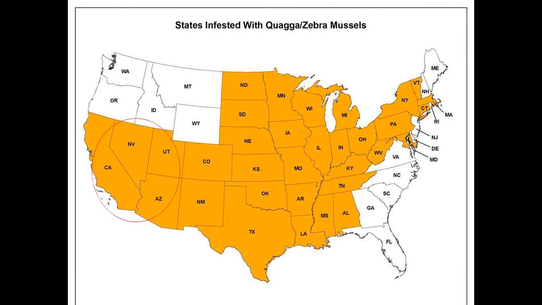Here's just a different way to look at it. I circled the southwest there because all of those boats that I mentioned that had mussels on them that we've had to deal with in 2013 all came from the southwest U.S.